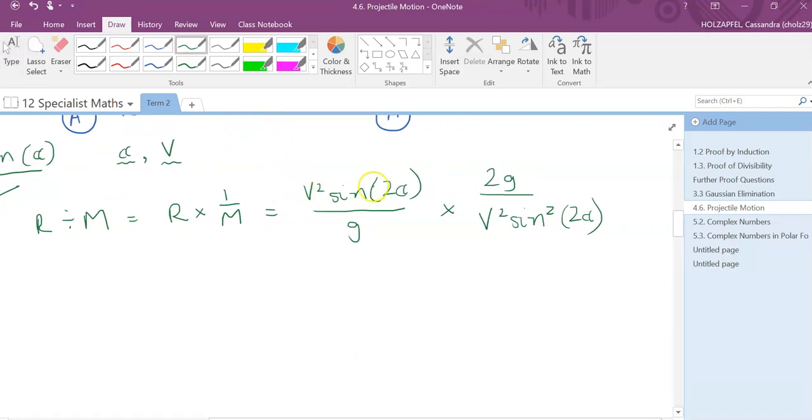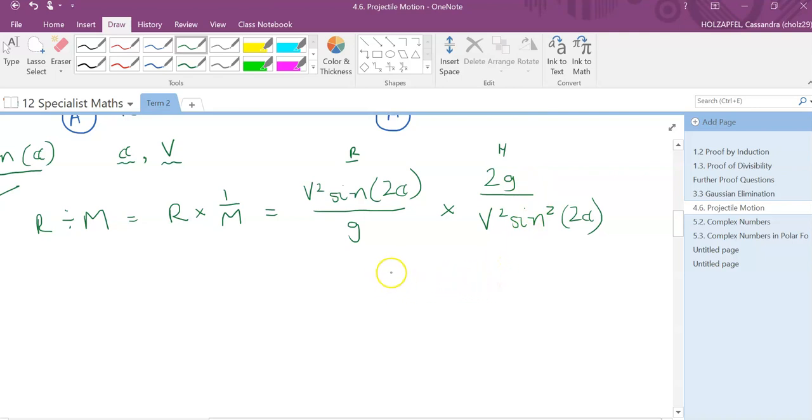And I've written out this here. So this is our function for the range of flight, and this is our function for the maximum height. I wrote m, I apologize, that should be an h there. And I've inversed it as well. So normally it would be written as v squared sine squared 2a over 2g, but because we're multiplying by the reciprocal, I've flipped the numerator and the denominator.